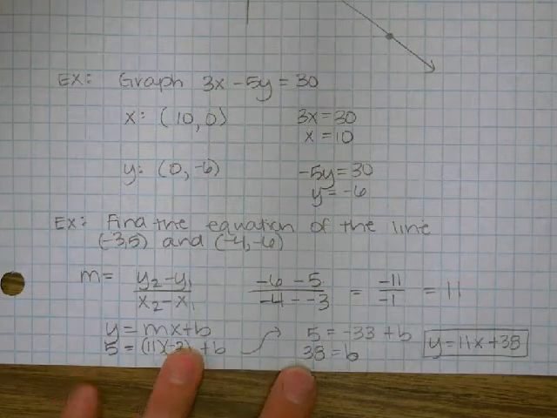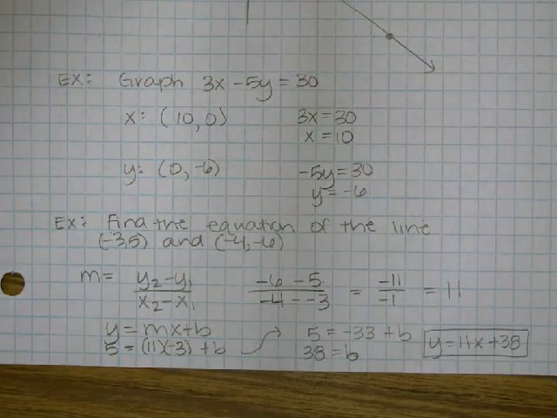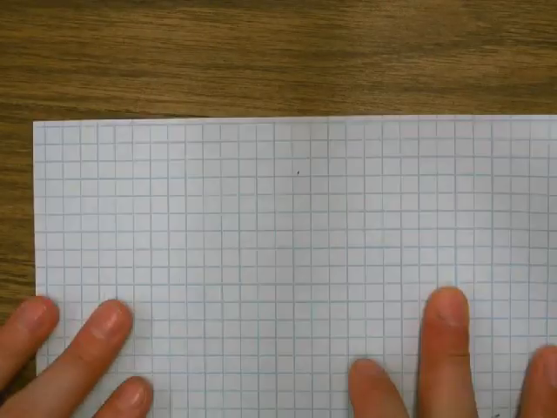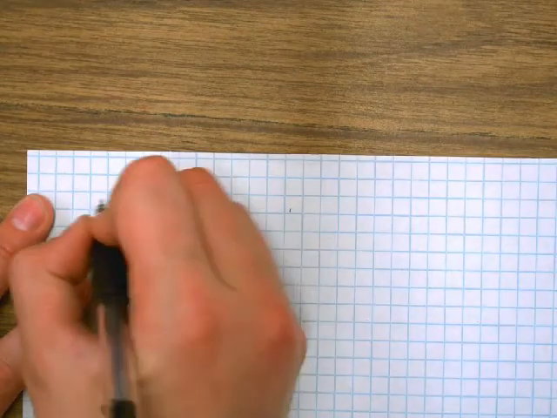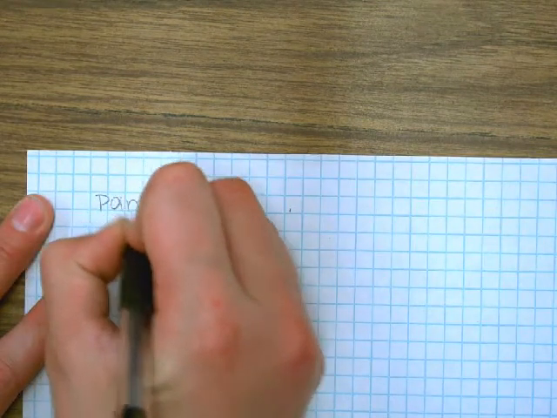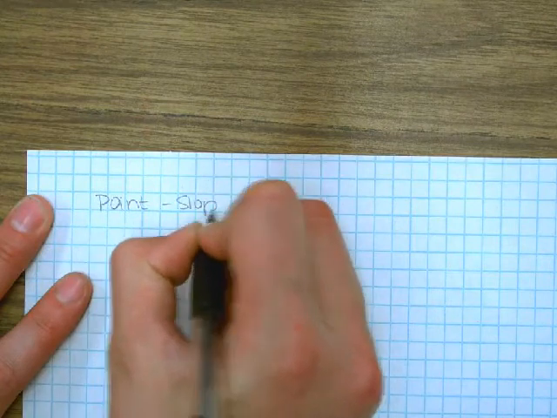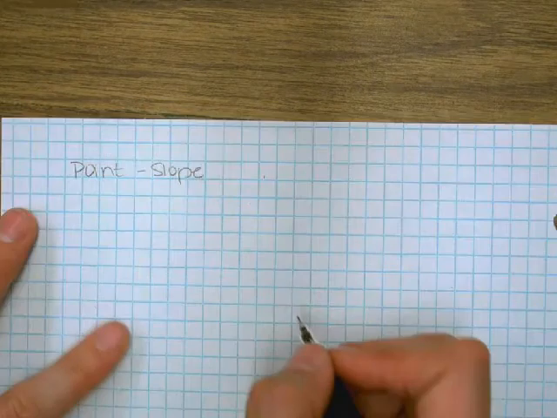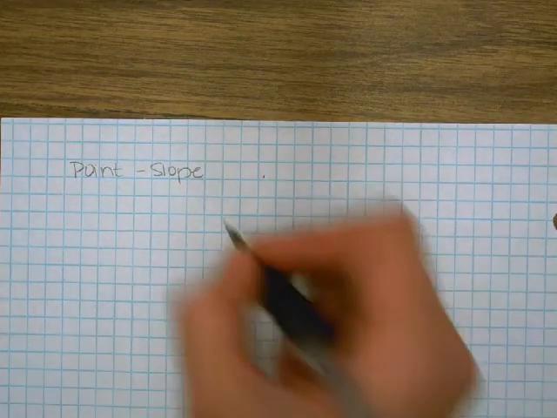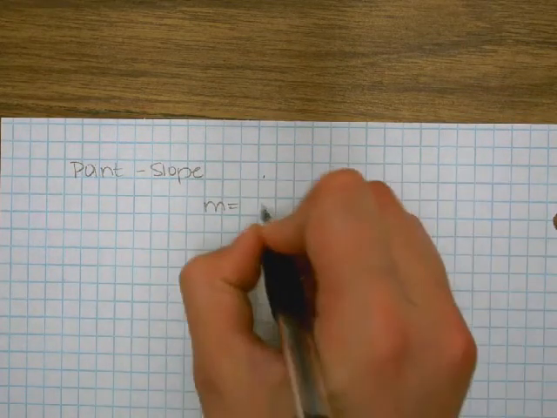Okay, that's old news. Next, we're going to learn a new form of a line, and this is the form that we will primarily use in calculus. So the new form of a straight line is called point-slope form, and it uses a point and a slope. So the point-slope form comes from the slope formula.